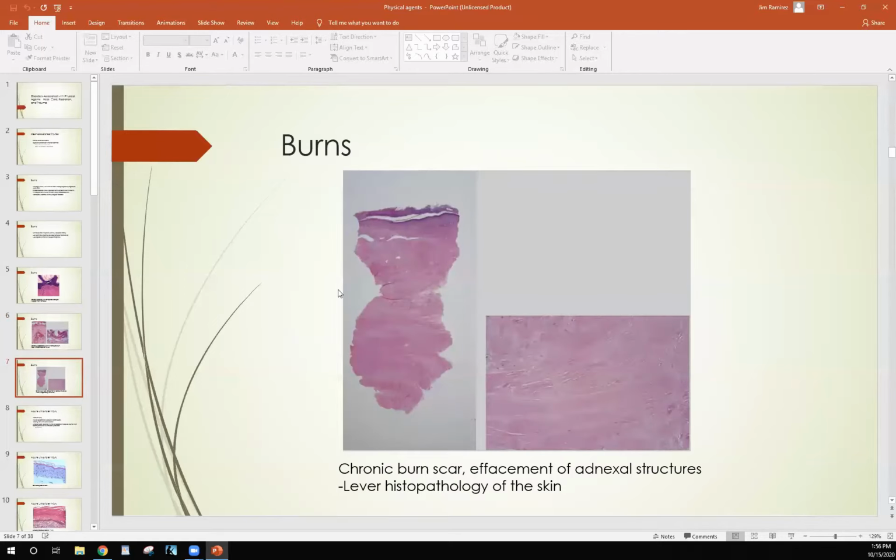In this chronic burn scar, also from Lever, we can see that there's been effacement of the rete ridges here and kind of obliteration of all adnexal structures. But interestingly, what I said before, often the differential, at least from a histology standpoint, will be radiation. And what you don't see in burns are those radiation fibroblasts, these kind of atypical looking plumper cells, which we'll talk a little bit more about soon.